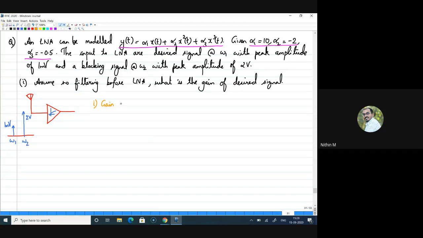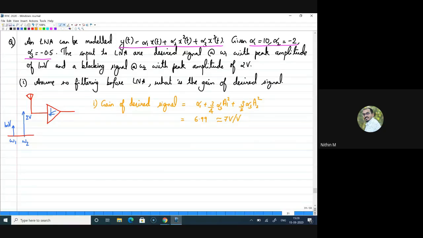Right. So the gain of the desired signal can be written as alpha 1 plus 3 by 4 alpha 3 A1 square plus 3 by 2 alpha 3 A2 square. This is the coefficient you are getting. Now if you substitute the values for alpha 1, alpha 3, A1 and A2, there is no alpha 2, you will end up with a value very close to 6.99 or 7 volts, right? So this is your gain of the desired signal.